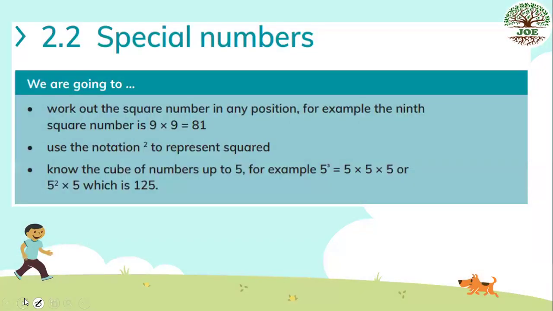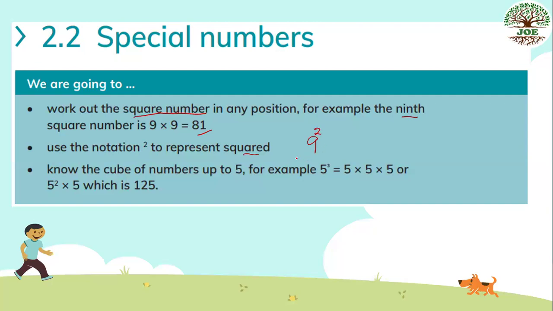This is Subtitle 2.2 Special Numbers. So what we are going to learn, we are going to work out the square numbers in any position. For example, the 9th square number is 9 times 9, which is 81. And we are going to use the notation superscript 2 to represent squared. For example, 9 squared, we write 9 and superscript 2 like this.